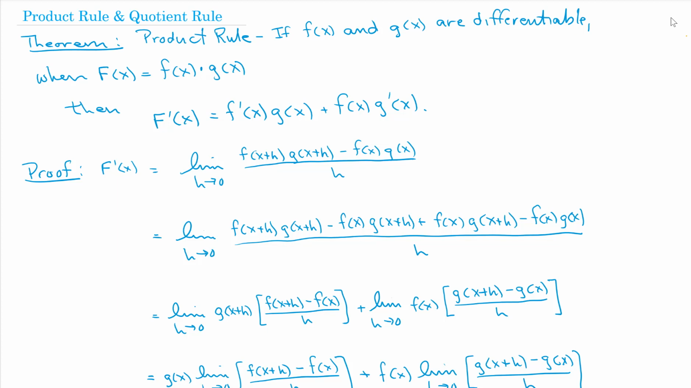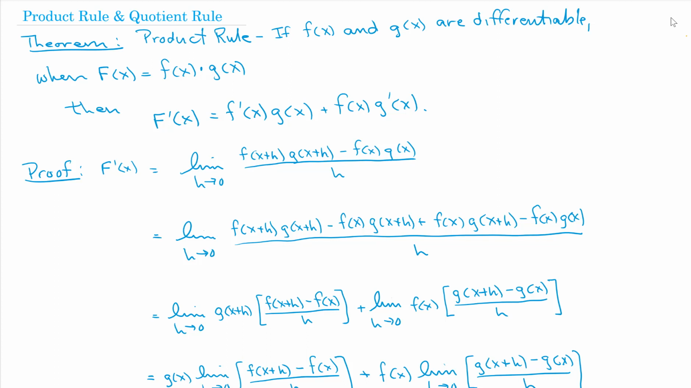Okay, if you'll recall, there's a theorem that says if f of x and g of x are differentiable, when the function capital F is equal to the product of these two functions, the derivative is going to be f prime g plus f g prime. That's the rule. Okay, great. That's the rule. Where did it come from?